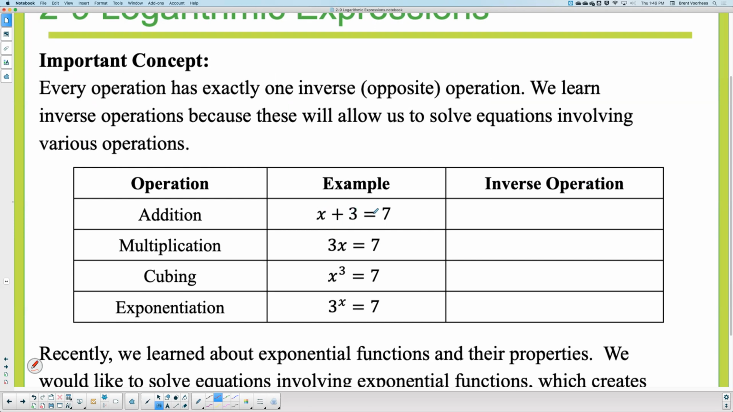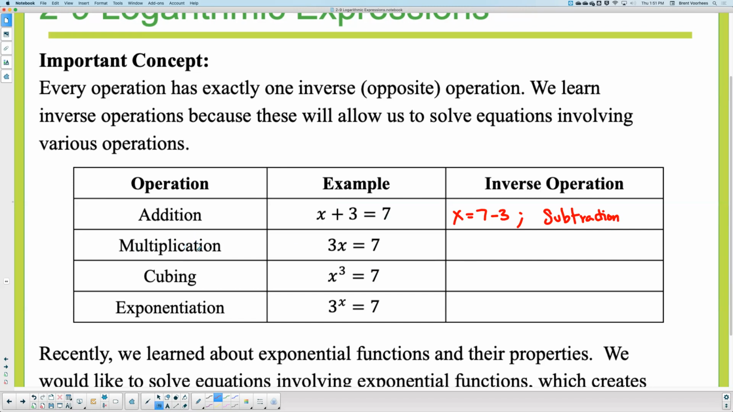So here I have x plus 3 equals 7. If I wanted to solve for x without using some calculator tool like Photomath or Mathway, what would you have to do to solve this? You would subtract 3. You would find out that x equals 7 minus 3. Now we do that because the inverse operation to addition is subtraction.